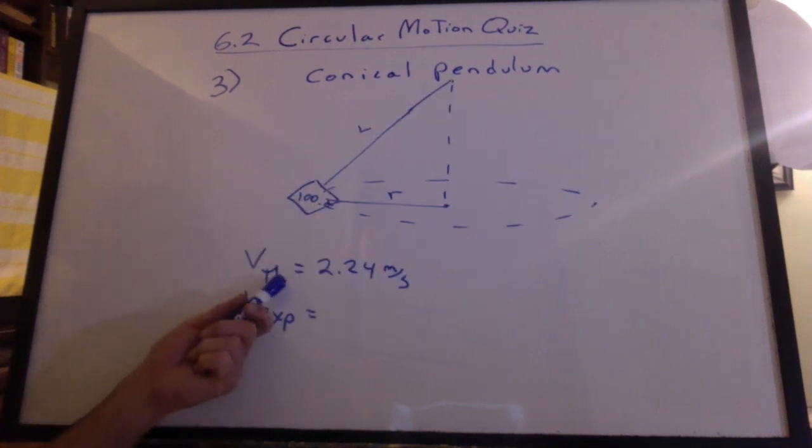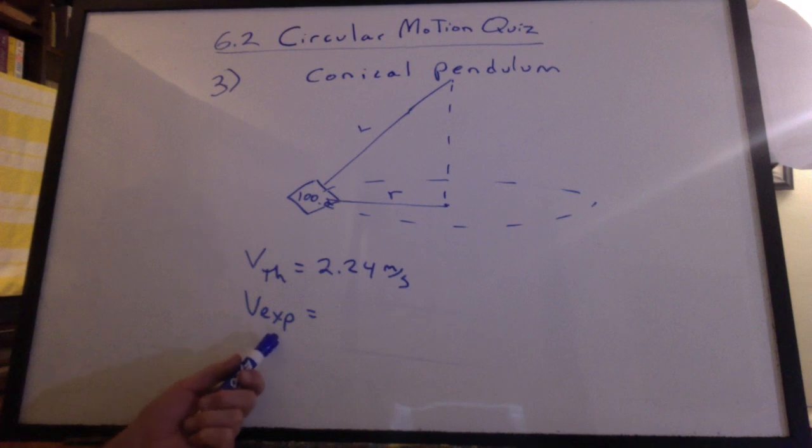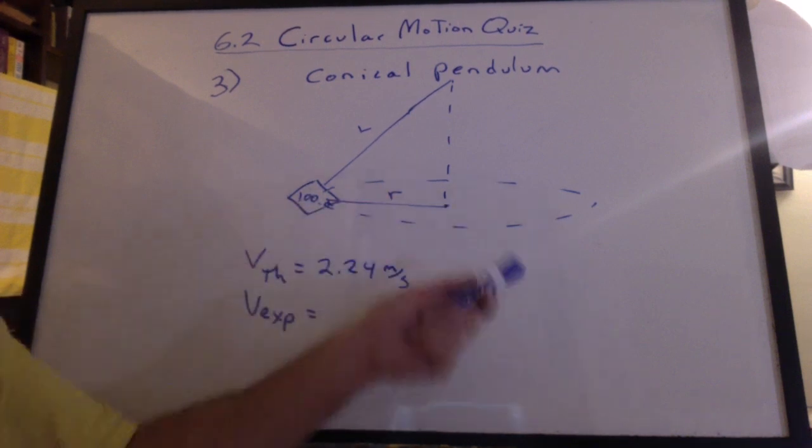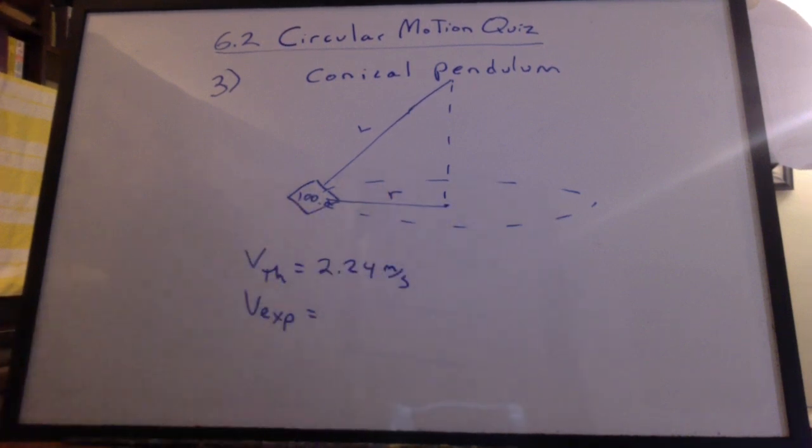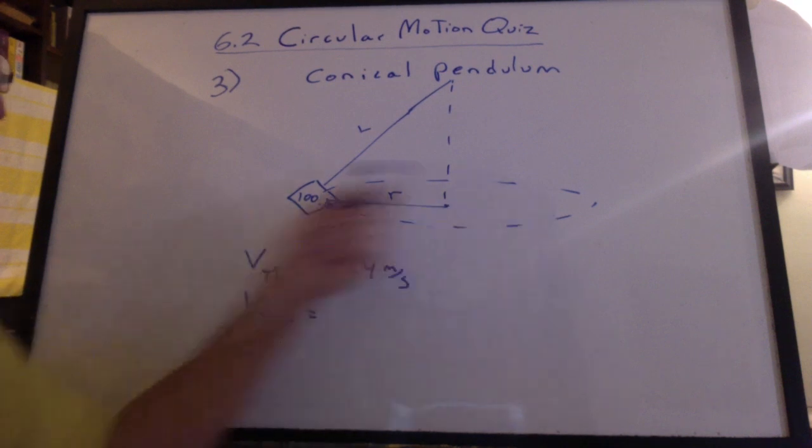Well now, that's our theoretical. How do we get it experimentally? We watched it go round and round and you timed it with a stopwatch. Would it make any sense to do it for one rotation?